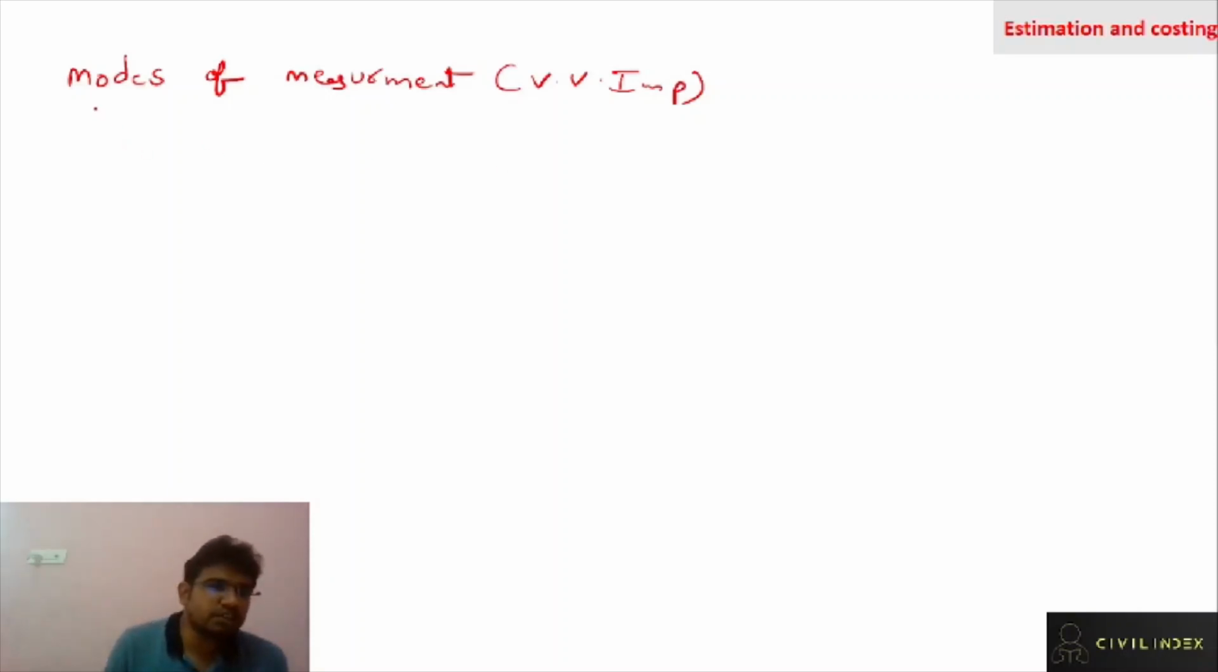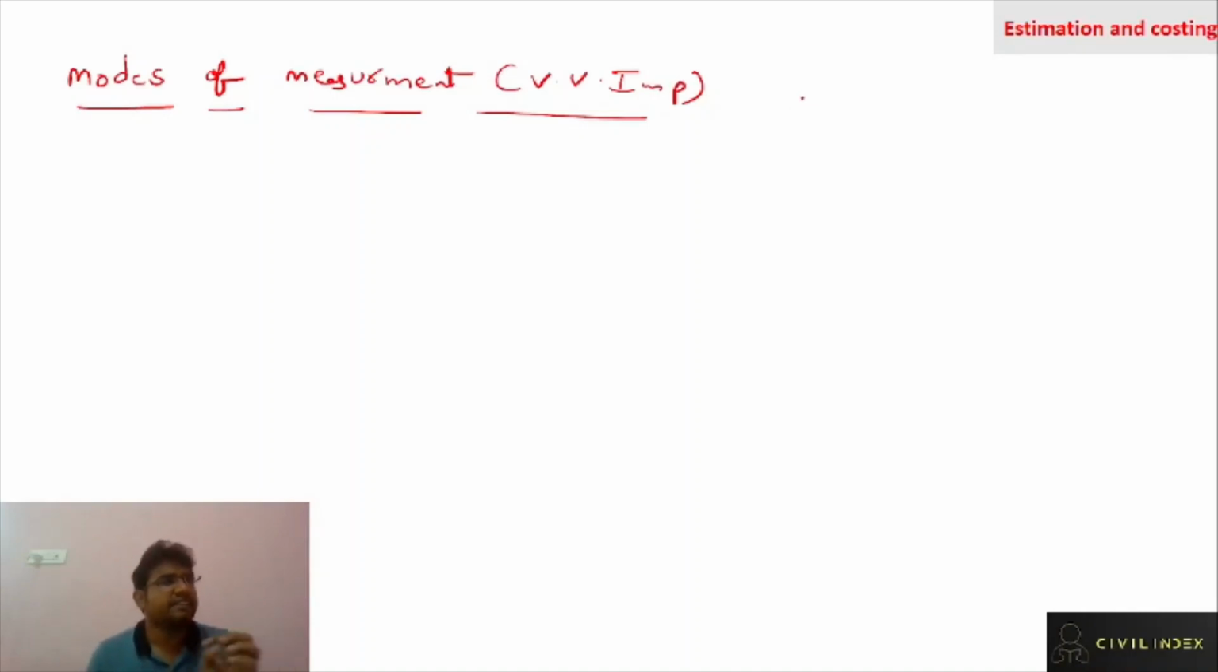Now, what are the modes of measurement? You know that various types of work items are measured in various types of units. For example, if you take earthwork, what are the units of measurement? Volume, that is the cubic meter. Like that, plastering is measured in square meter.